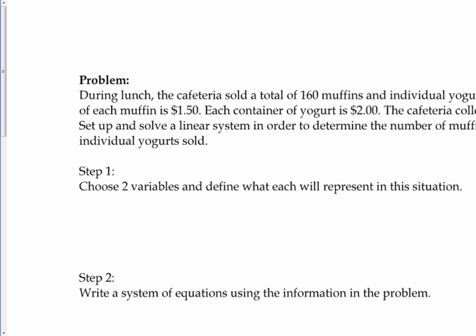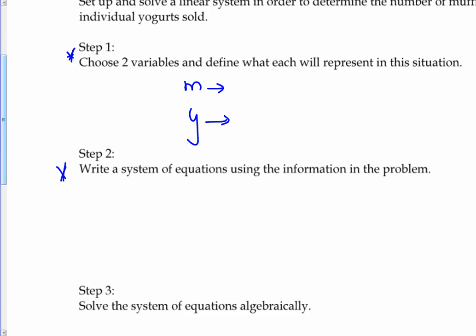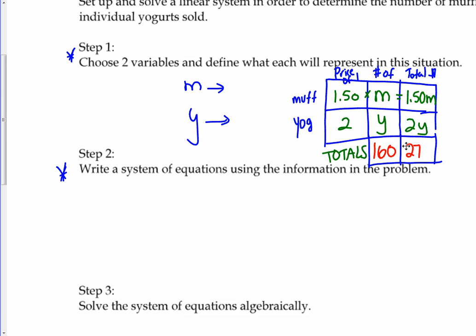Okay, I want you to read through this and write the two equations. We'll use the same variables again. And I want you to use M and Y. So you have to define what those mean. Do step 1 and step 2. Total price was $273.50.